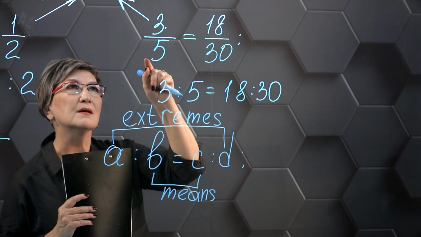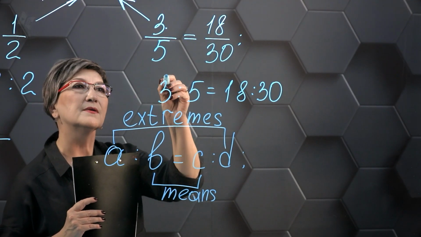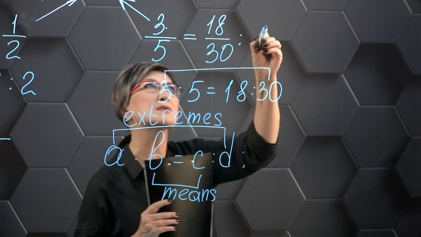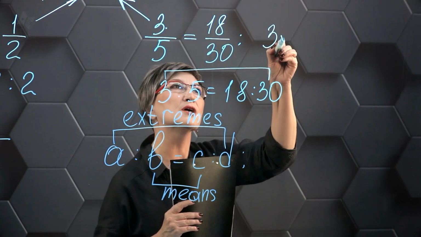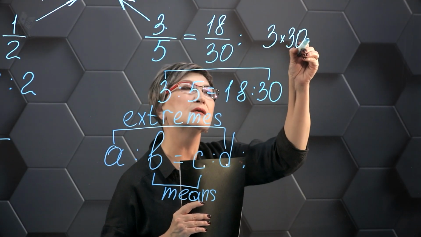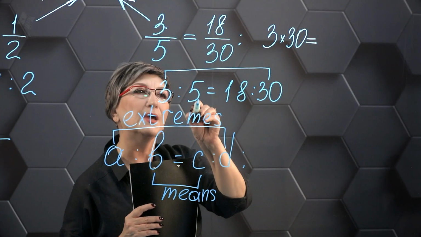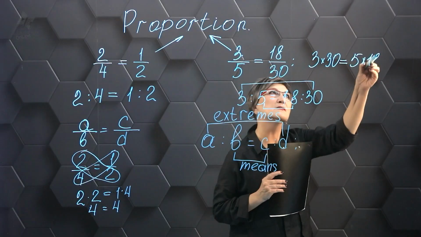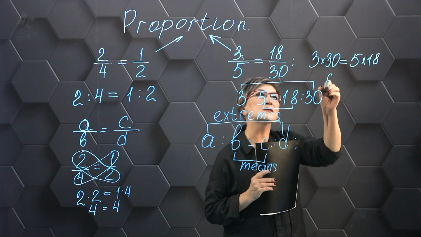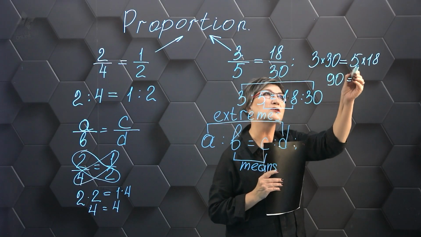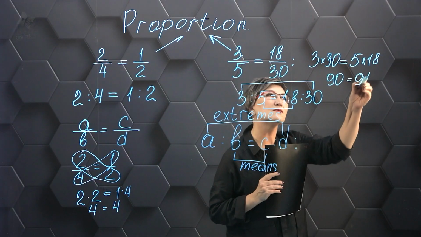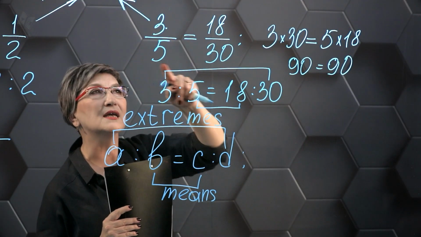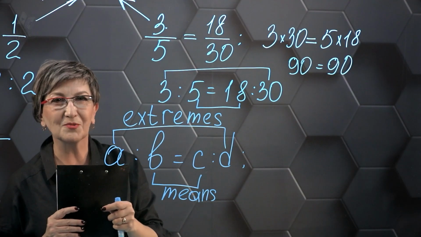And now, let's look at the second example. 3 times 30 equals 5 times 18. 3 times 30 is 90, and 5 times 18 is 90. 90 equals 90. Then this equality is a proportion.